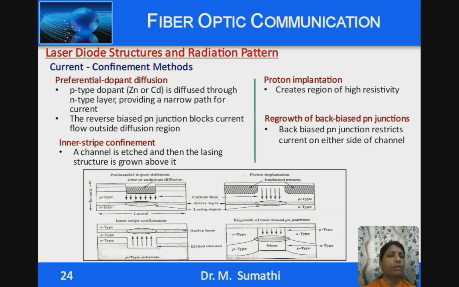And in regrowth of back biased PN junctions, the back biased PN junction on either side of the channel prevents the current flow outside the channel. So, these are the different methods which enable current confinement. So, we have seen optical confinement in the lateral direction and current confinement to the active layer. These are made in addition to the double heterojunction structure, where optical and carrier confinement to the active region is already available. So, this enables improvement in the efficiency of the laser.